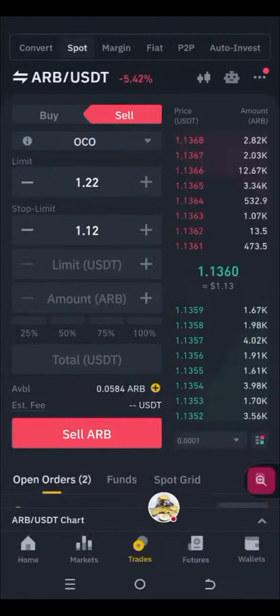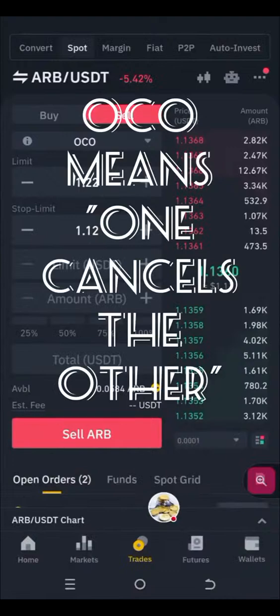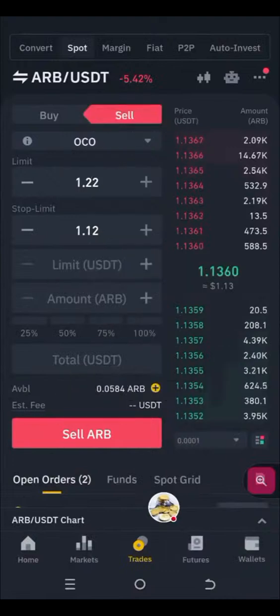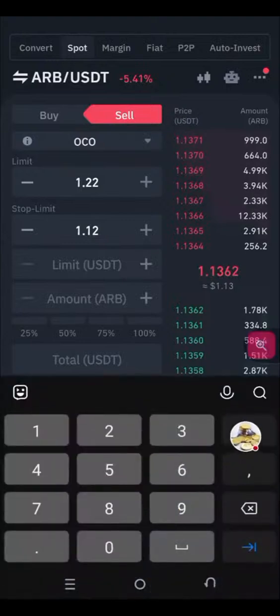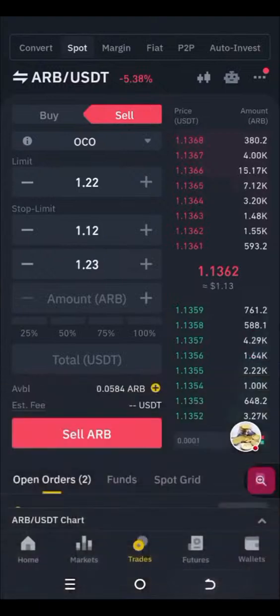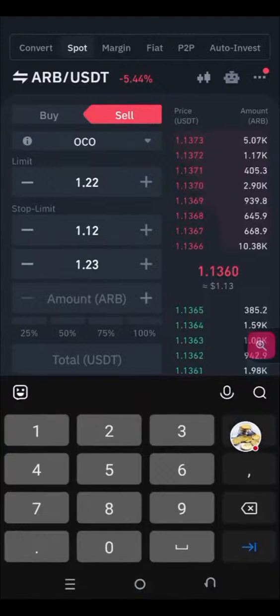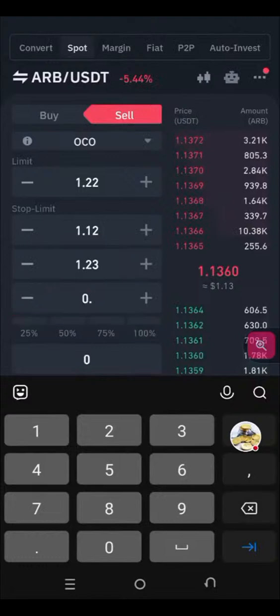This is OCO. OCO means one cancels the other, right? One cancels the other. Try and understand that. So you're going to put all of this, your limit price and all of those things. So the price is currently that, and you put your limit price here. Maybe you want it to be 1.23, right? Do you understand that? So now you have 3 prices, and then you have the amount of ARB that you have, and you pick whether it's 100% or whatever.